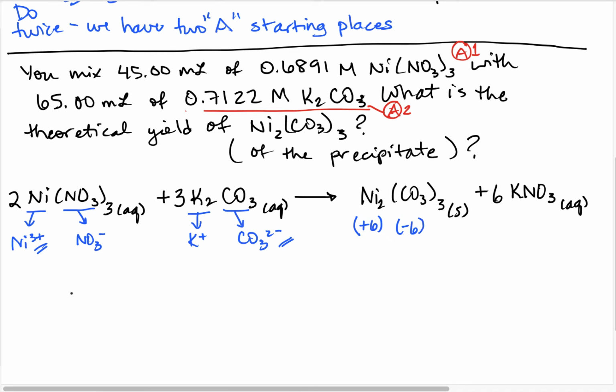So when we are starting our tracks, you can choose from either starting place. It does not matter because we're going to do it twice. So let's go ahead and start on the A1 track, which is only A1 because I listed it first.